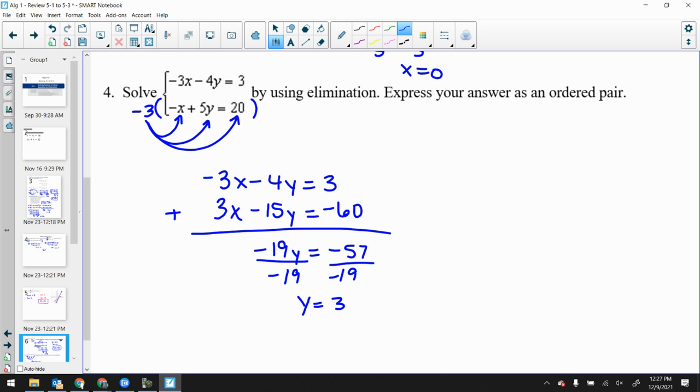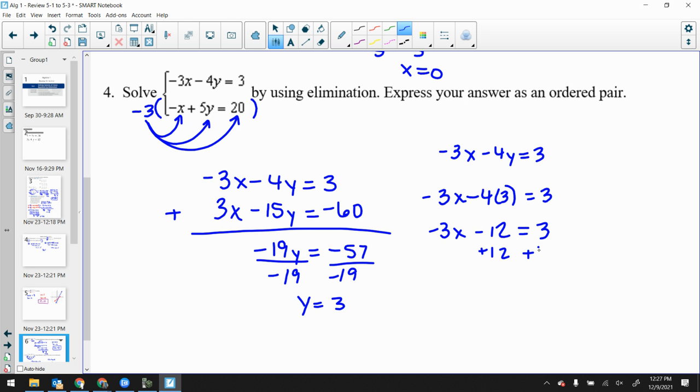And now let's go back into my top equation. Let's go back into the original top. It was negative 3x minus 4y equals 3. So now it's negative 3x minus 4 times 3 is 3. Okay, negative 3x minus 12, because 4 times 3 is 12. We add the 12 to get 15. And then we divide by negative 3.